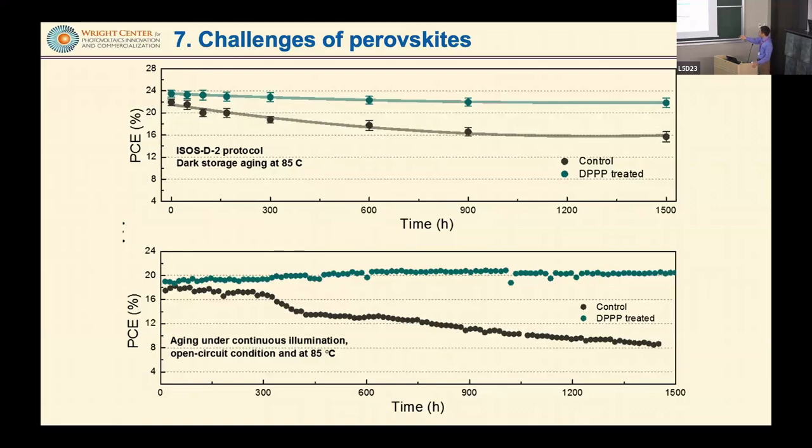On the illumination, you see here again, without the DPP it changes very quickly, and with the DPP it becomes very robust, right? So based on that, we think perovskite is a wonderful material, and it seems not stable, but if we can work on the surfaces and interfaces through molecular engineering, we can make this stable.